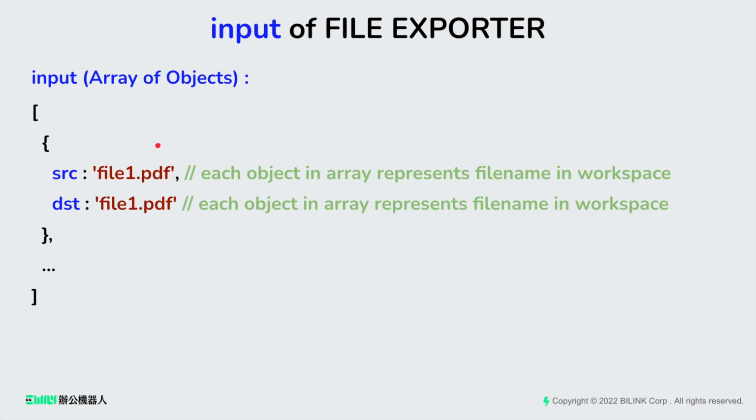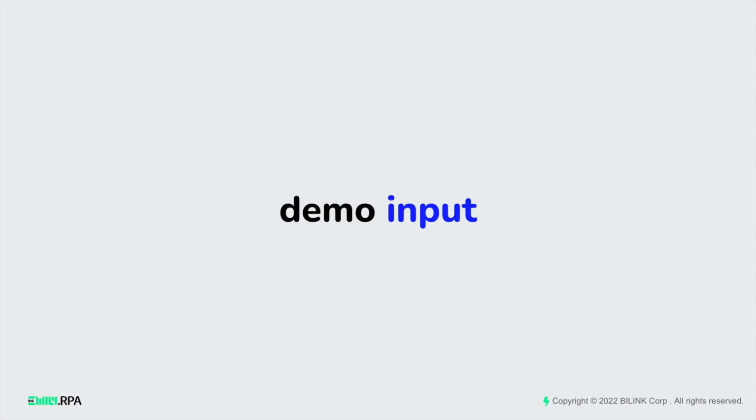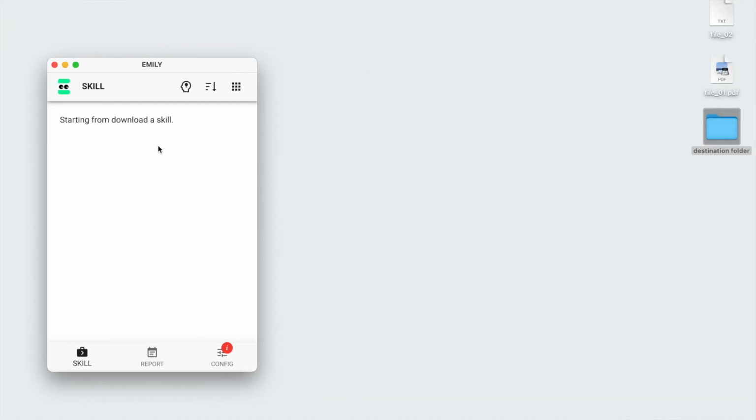Each object has two keys, src and dst, and the value corresponding to these two keys is the file name in the workspace. Next, we will actually work with the File Exporter module and print the input variable to verify its variable type. First, you need to prepare two files and import them into your workspace.